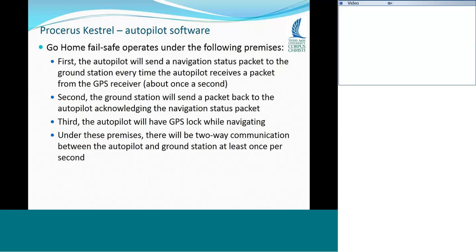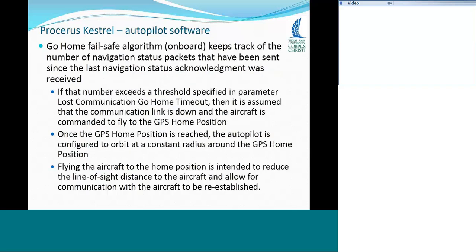Now, for this to work, the autopilot has GPS lock. So you've still got good communication with the GPS satellites. So you're still getting information about the airplane location from GPS. Okay? So under these premises, there will be two-way communication between the autopilot and ground station at least once per second, because every time it gets an update from the GPS, it sends a packet down. The ground control station says, I got it, and it lets the airplane know it got the packet. Okay. Now, every time the airplane sends one of those packets down, it checks to see if it got an acknowledgement packet. And sometimes it doesn't. Sometimes there's just little glitches in the communications. It doesn't necessarily get every acknowledgement packet, but it gets most of them. Okay.